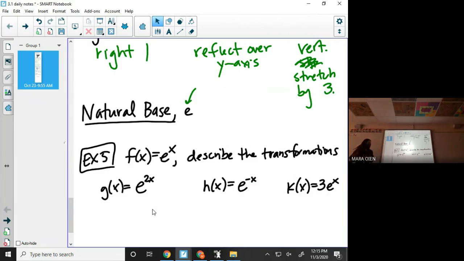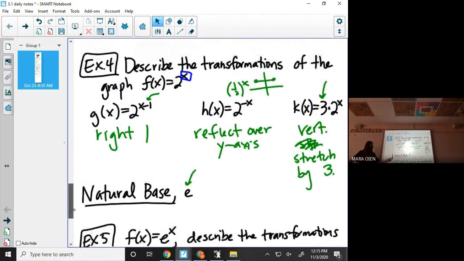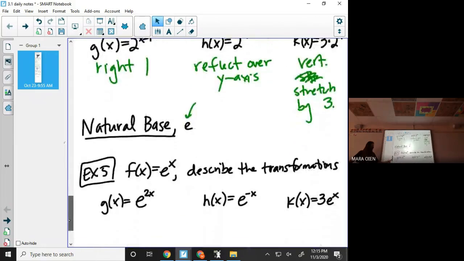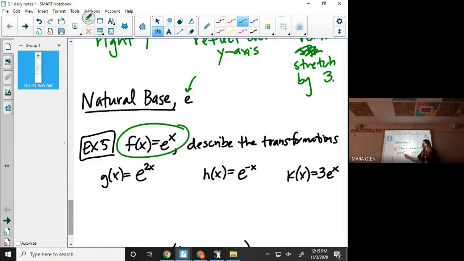Okay. So they are going to ask us here to describe some transformations. So I've got g of x, h of x, k of x. You might not need to write this example down. I'm just going to talk through it. Just because they're using E does not mean it's any different than this one here. I'm just comparing it to a different equation. So when I compare this one, if I'm starting here and I want to end up here, I see the only thing different is that 2 in the exponent. Anything inside of the function is horizontal something.